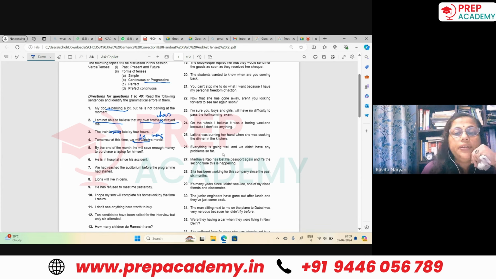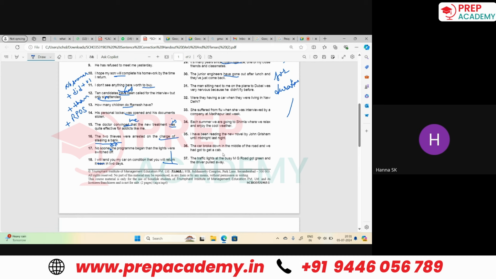The junior engineers have gone out after lunch and they've just come back. The junior engineers went out after lunch and they've just come back. Correct. Next one. The man sitting next to me on the plane to Dubai was very nervous because he didn't fly before. The man sitting next to me on the plane to Dubai was very nervous because he hasn't flown before. What do I want here? We are putting past perfect: because he hadn't flown before. Hadn't flown, isn't it?